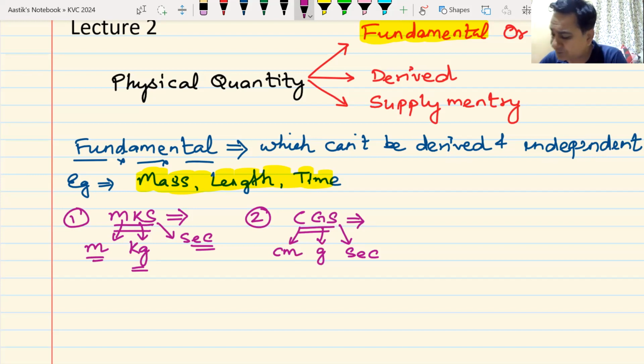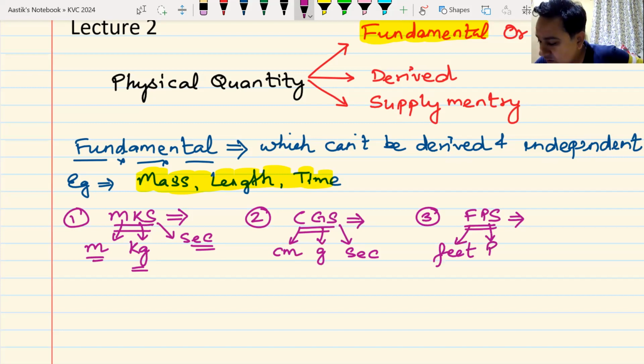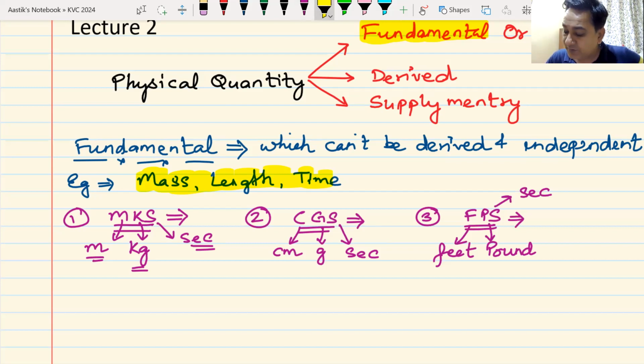There was one more system that was in use, and is still used somewhere: the FPS system. Foot for length, pound for mass, not the British pound which is money, the pound for mass, and S standing for seconds. We can see one thing very common here. Whatever the units were, for time we only had seconds, and that is something great.